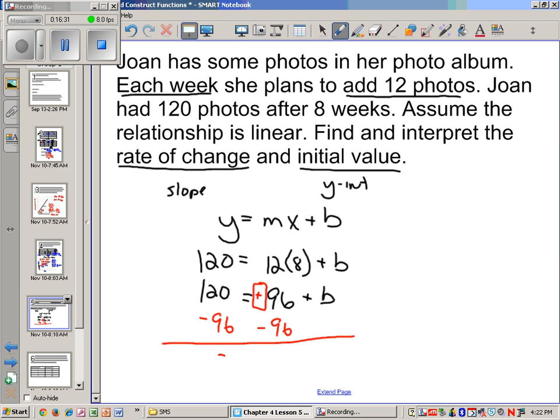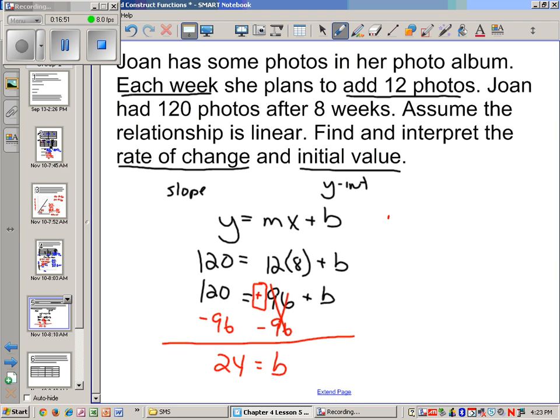That leaves us 24. Our 96 cancel out. That leaves us just our B. So right there we have our initial startup. So Joan started with 24 pictures originally. Now we can write a function to find out how many photos she has after X amount of weeks.